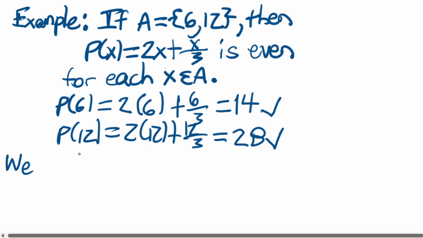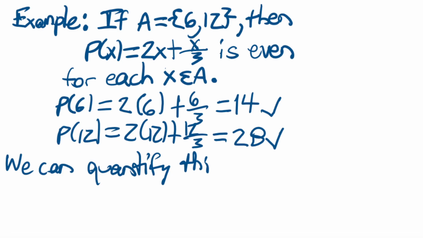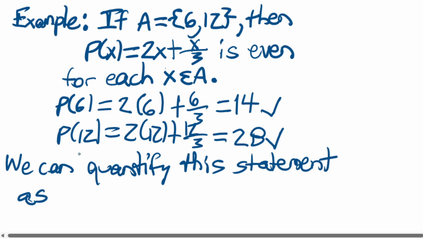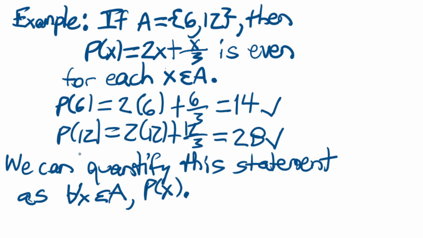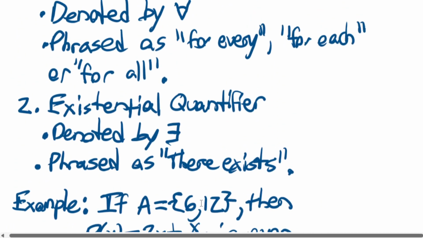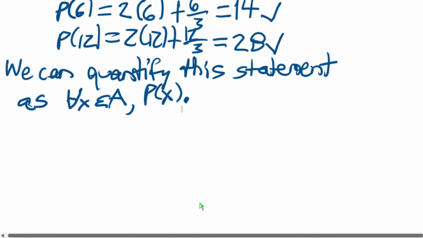So we can quantify this statement, and we'll use the universal quantifier because every element that's in A satisfies the implication that P of x is even. So we are using the universal quantifier for this.